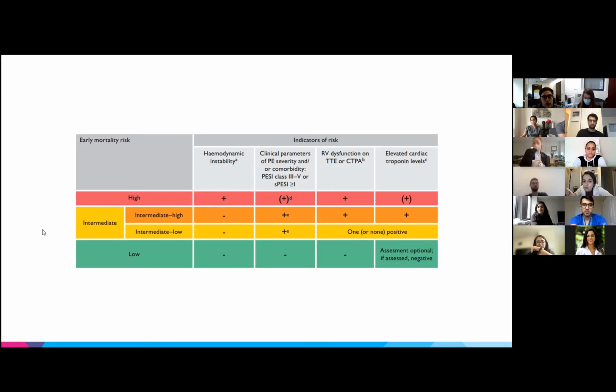What does that mean? We use this chart to classify those patients. It's taken from the European classifications for PEs. What we're most interested in is the group with the intermediate high risk PE. In a low risk PE, the patient is hemodynamically stable, may have a low PESI score, probably won't have any signs of RV dysfunction on echo or CT, and will probably have negative cardiac biomarkers. Once you get into intermediate risk, you need to figure out whether it's intermediate low or intermediate high.